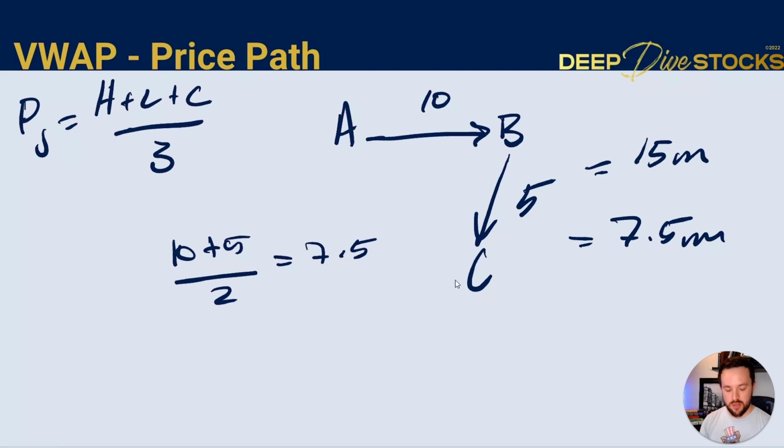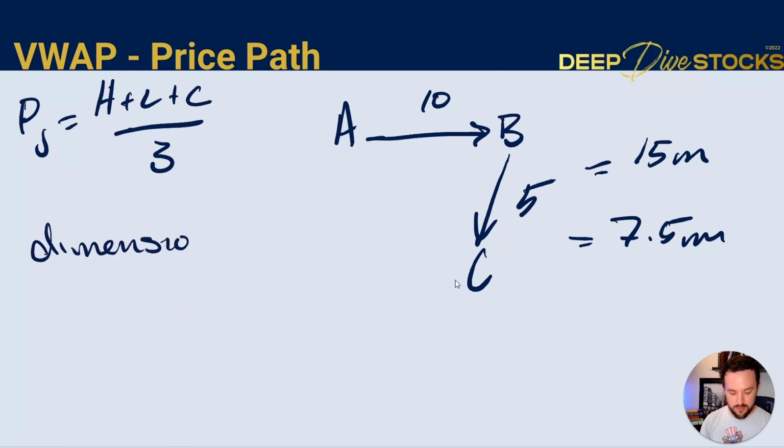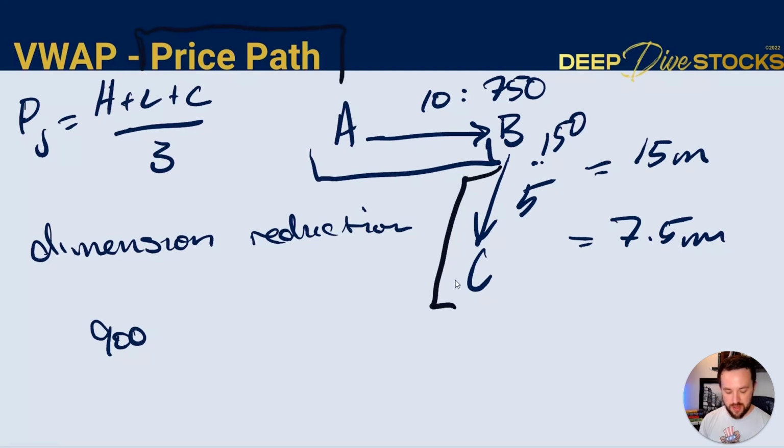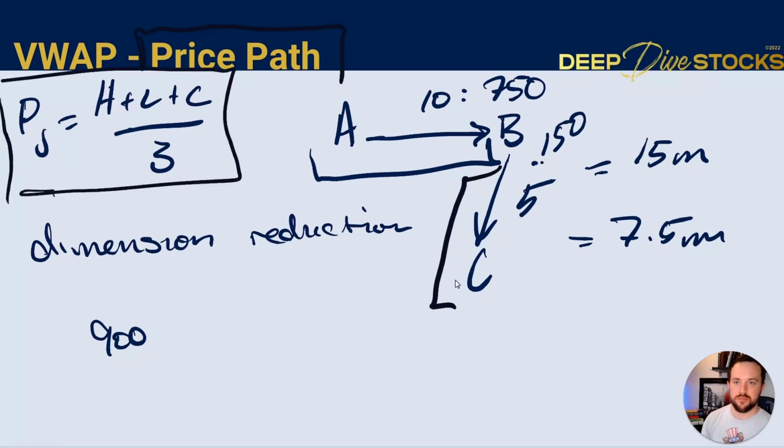So when we talk about the price path, we see that VWAP undergoes a dimension reduction on the price path. It only takes the average values and the volume of that average value as opposed to the actual price path. Like what if, for example, in our previous example, we said that the volume was 900. Well, what if this 10 meters was 750 of that volume and these 5 meters were that remaining 150? That tells us something. This was a lot more liquid than this portion. But we lose that information when we talk about VWAP because VWAP excludes the price path. It only includes the average price. But that's worth keeping in mind.